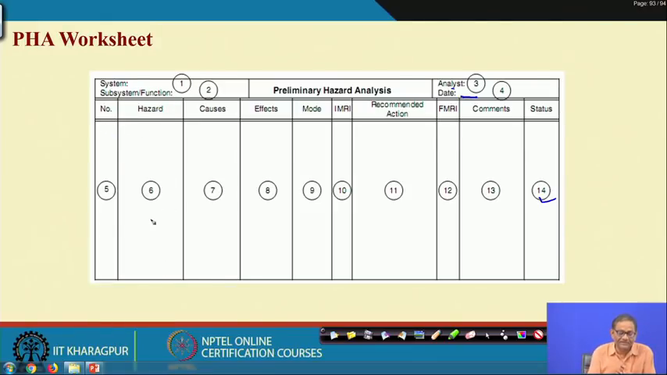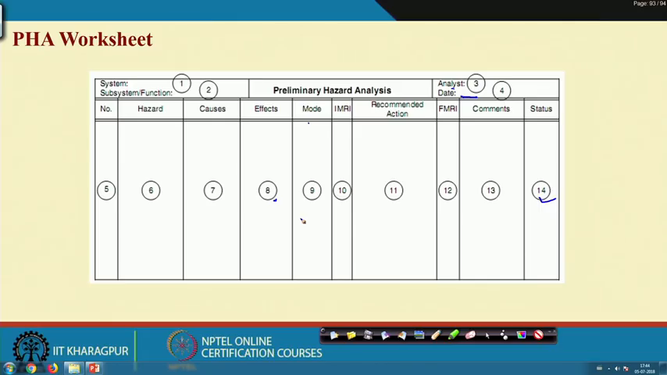What are the different hazards? Hazard 1. What are the causes of that hazard 1? Then what are the effects of hazard 1? What mode, meaning when it has occurred, maybe during the operation or during the maintenance, in case of a missile, during flight or during ground operation, or in case of the material handling system in a steel plant, where it has occurred, when the torpedo on the track is going to the ladle, or basically when the crane is transferring the ladle. So, where it is, in that sense.